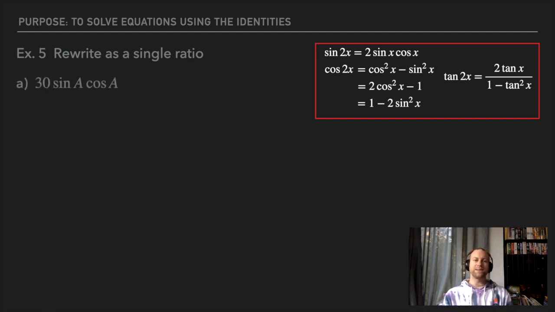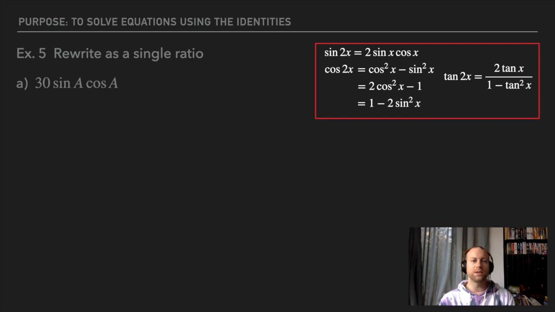So let's write 30 sine A cos A as one ratio. And by ratio, I mean either sine, cosine, tangent, cotangent, cosecant, secant. That is a ratio. These are all ratios. So let's turn this into a single ratio.